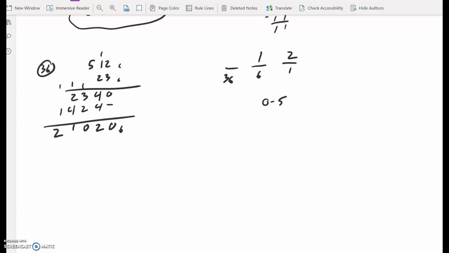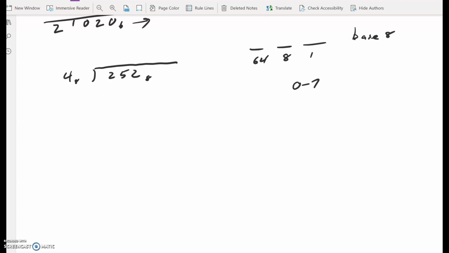So I think that the product of these two numbers in base 6 gives us 2 1 0 0 in base 6. And if you turn this into base 10 and this into base 10 and multiply, you should get this number in base 10. I'll leave you to check.